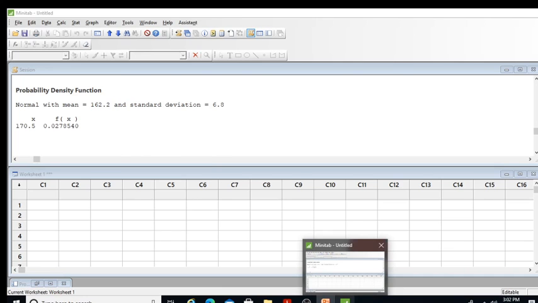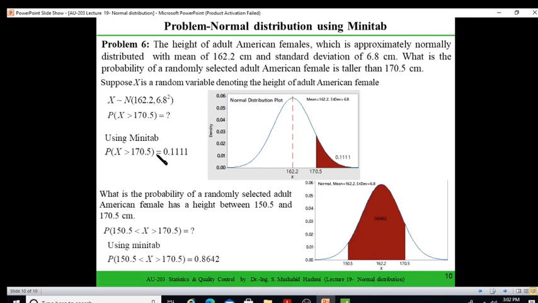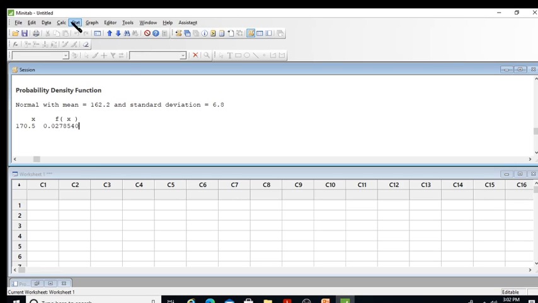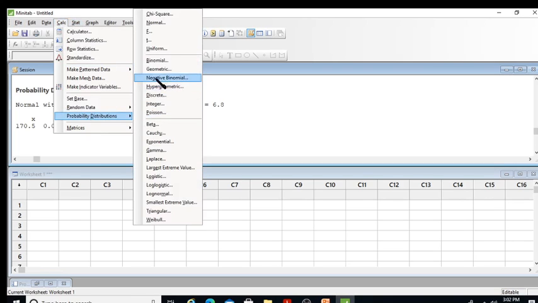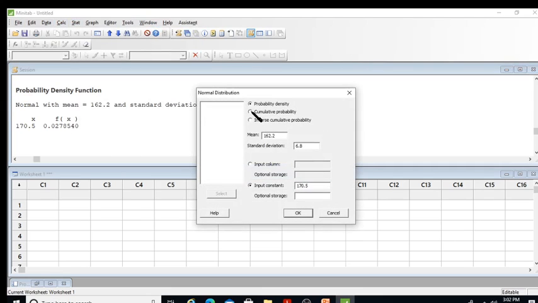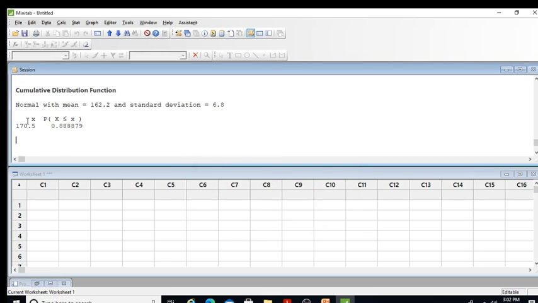But if I am interested in anything greater than 170.5, I can calculate the probability less than 170.5 and subtract it from 1. For example, if I calculate the normal distribution, this time the cumulative probability, with an input value of 170.5, I can see 0.889 is the area less than this, and greater than this would be 1 minus this value. So if you subtract 1 minus this, you will get that probability.